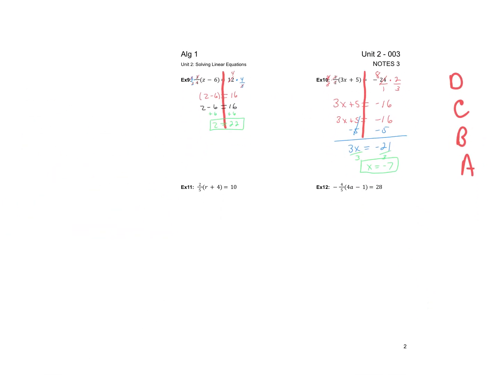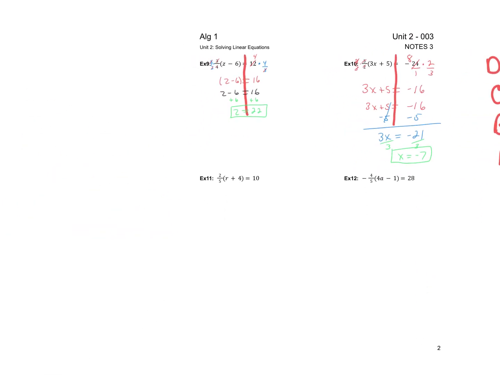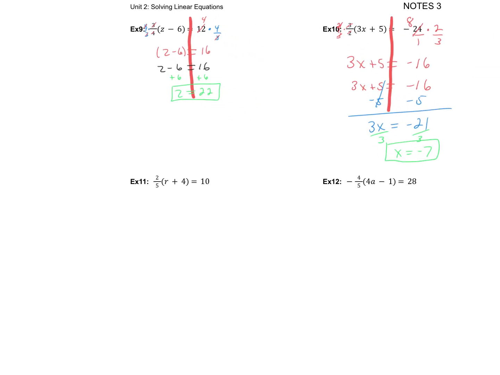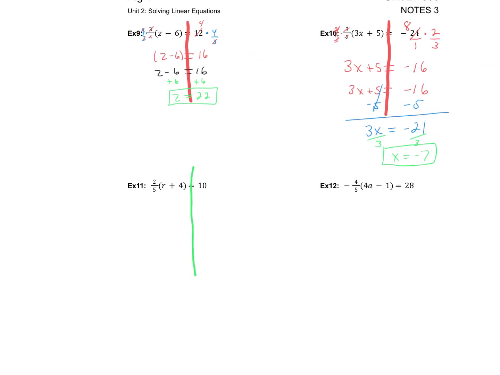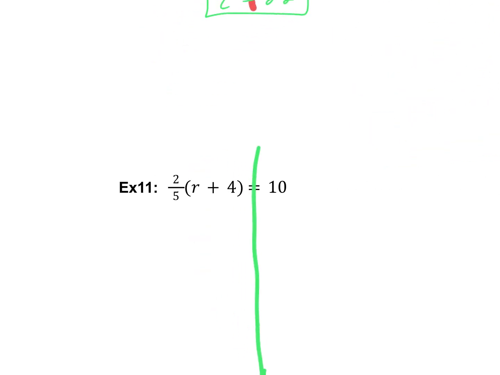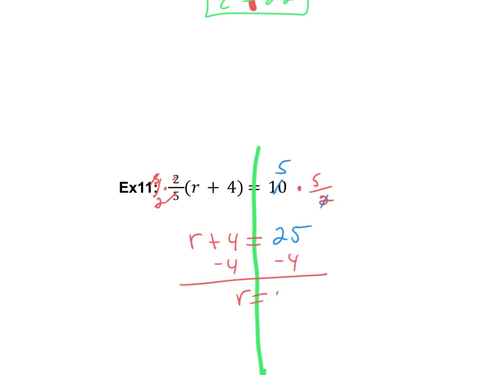You want to use the same approach for the last two. You want to draw that line and multiply each side by their reciprocal. This is 5 over 2. These simplify. You get r plus 4. This cancels. You get 25 minus 4. r equals 21.